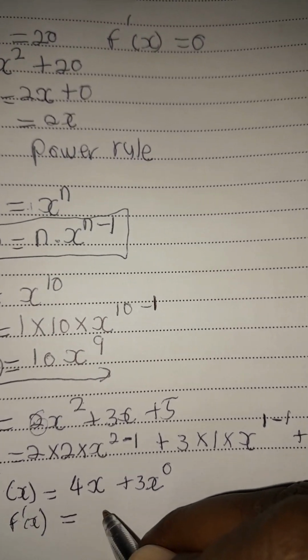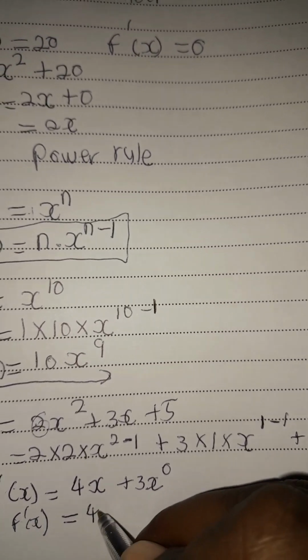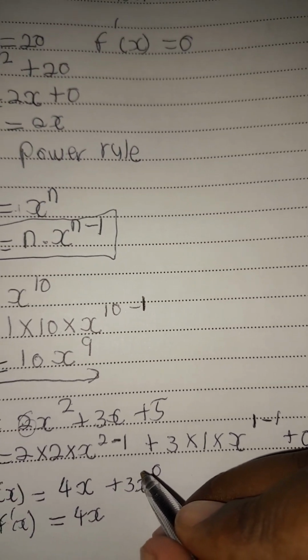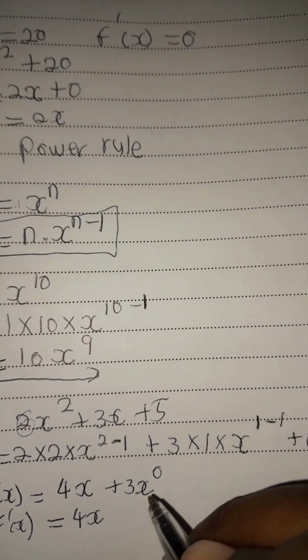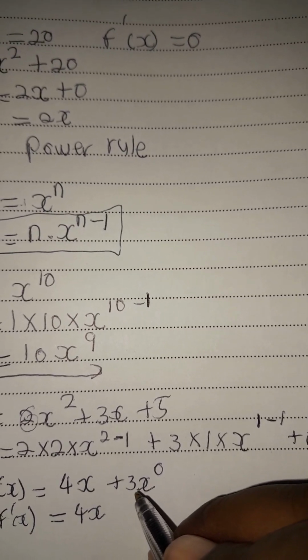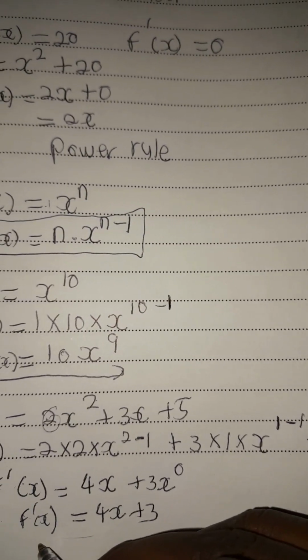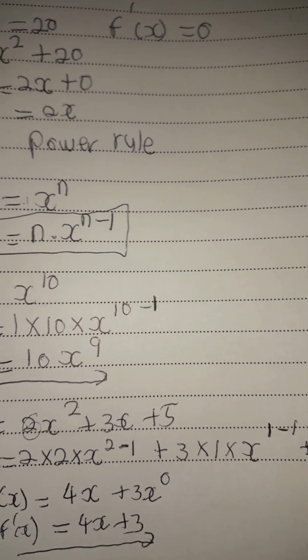We are left with 4x to the power of 0. Any base that is powered by 0, that's the definition of an exponent. Any base that is powered by 0 is 1. So 3 times 1, that will be 3. So that will be the solution.